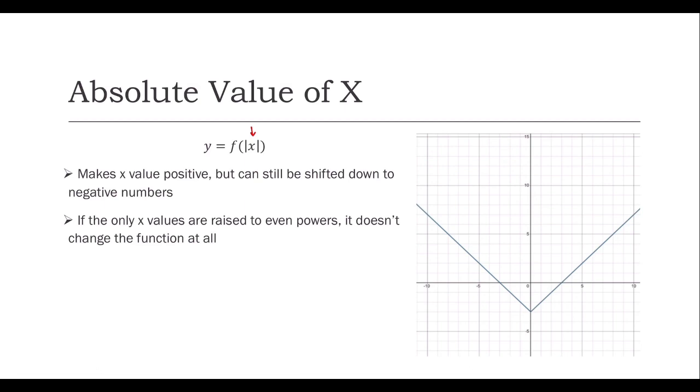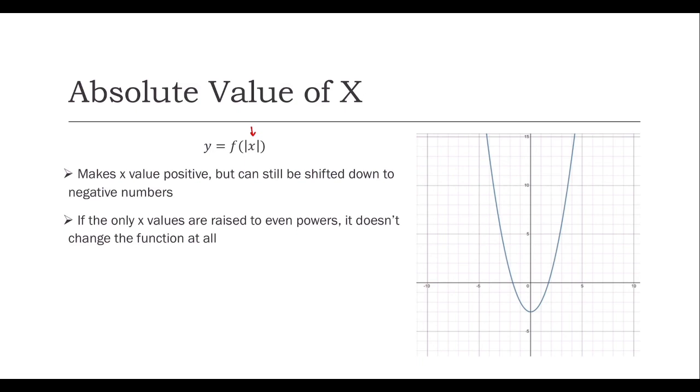Now we can see what happens if we do f of x equals x squared minus 3. This is what our x squared minus 3 looks like, and our f of the absolute value of x is identical to it. This is because x is going to be squared, so every time it's going to be positive no matter what. So taking the absolute value won't change anything.